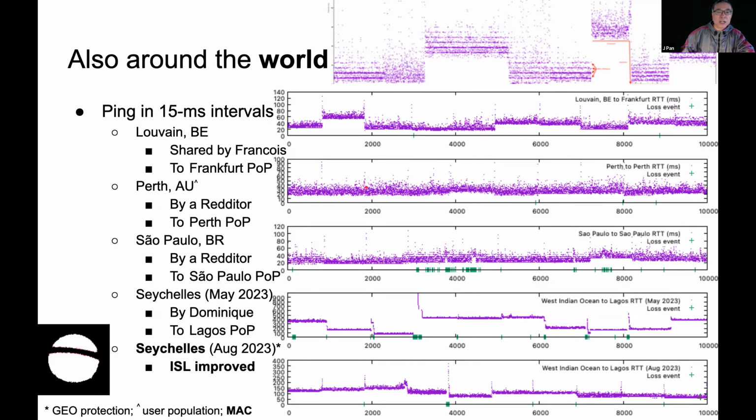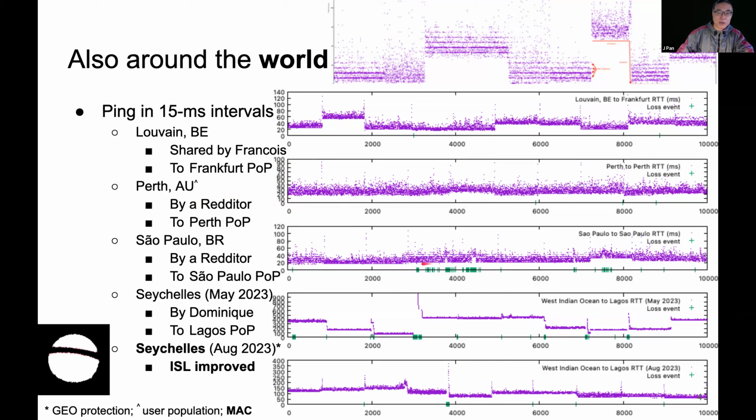And we can also see the impact on user population. For example, this diagram is from the user in Perth talking to the Perth PoP as well. Because in Western Australia there are very few users, very low user density with regard to the available satellites and also the ground station. You can see that although there is a spread of the dots, this scale is only from 0 to 100 milliseconds. In fact, this one has the lowest round trip time and also the lowest round trip variation, because there are very few users there.